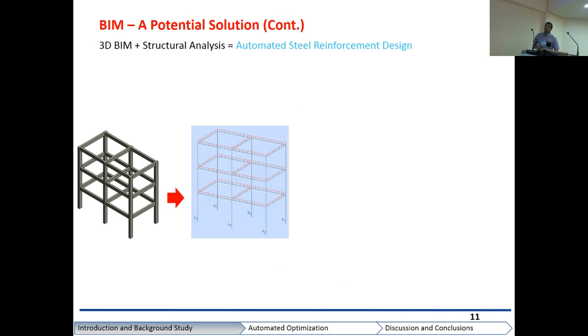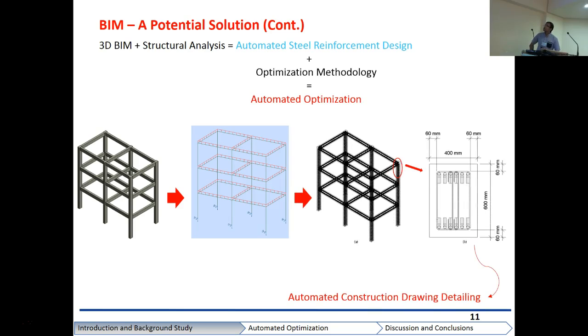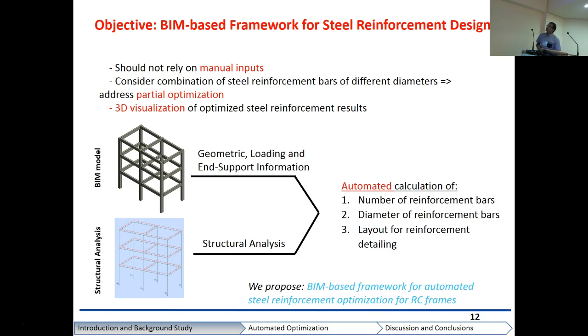Moreover, BIM can be linked with other applications like structural analysis. Taken together, they can automate the steel reinforcement design process. If we connect it with an optimization methodology or engine, it can automate as well as optimize the steel reinforcement design, giving us the final model in 3D, which can also help us to automate construction drawing detailing. So our objective is to develop a BIM-based framework for steel reinforcement design, which will not rely on manual inputs, which will consider the limitations of past studies, like considering different diameter combinations, and which will also support 3D visualization.